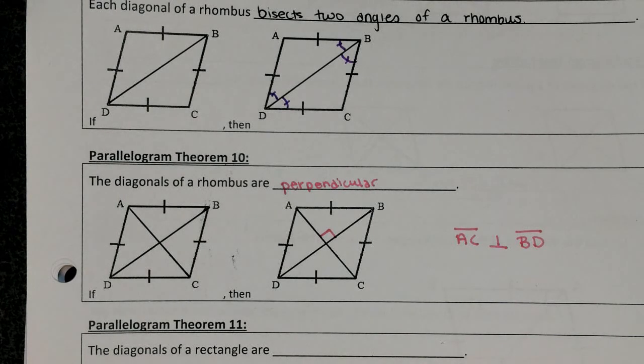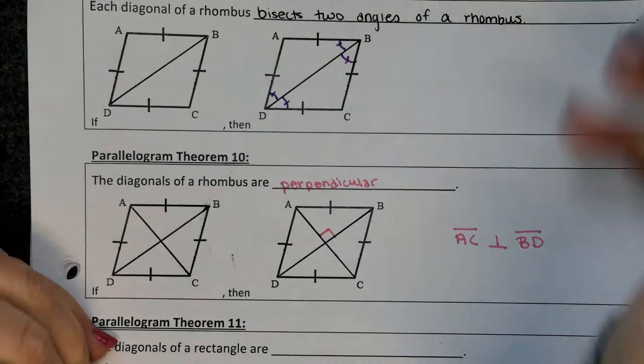If this applies to a rhombus, what else would it apply to? Is a rectangle a rhombus? No, a rectangle's not a rhombus. Okay, but what other shape is a rhombus? A square. So this also applies to a square.